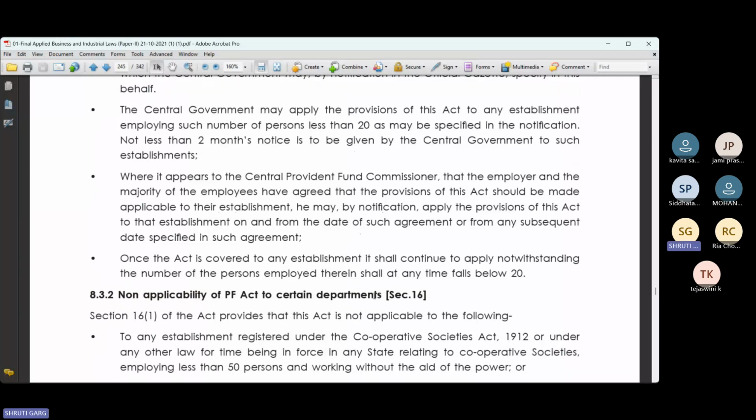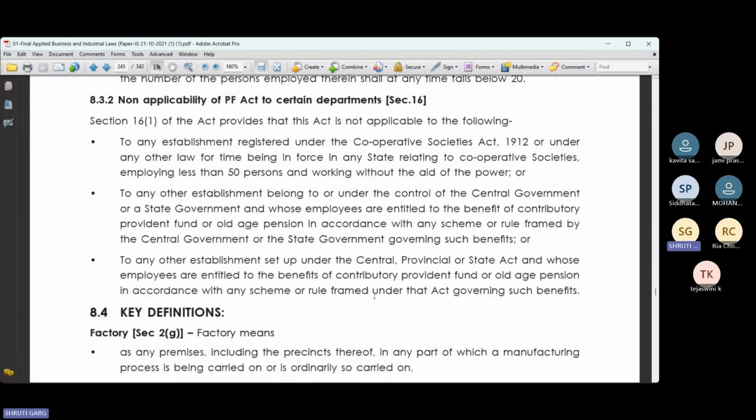Yes, there are some organizations or some departments where the provident fund is not applicable.